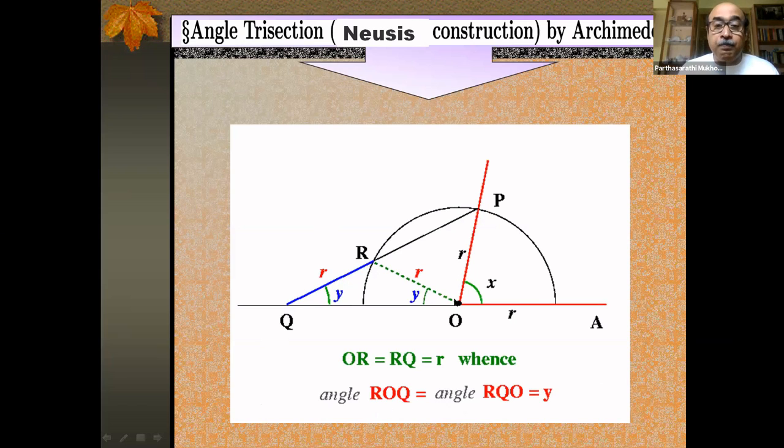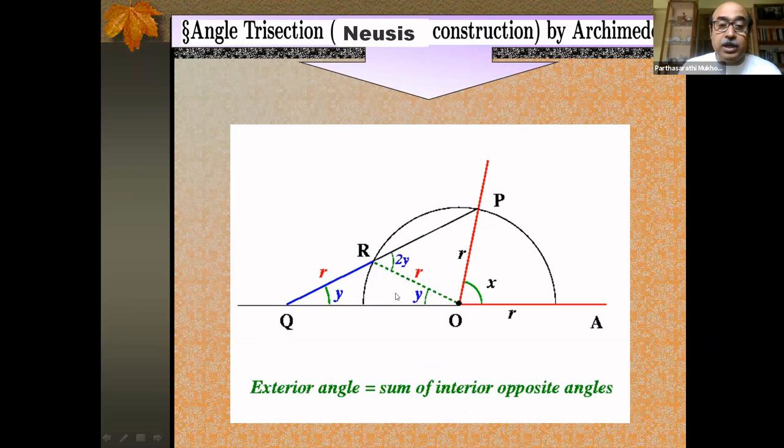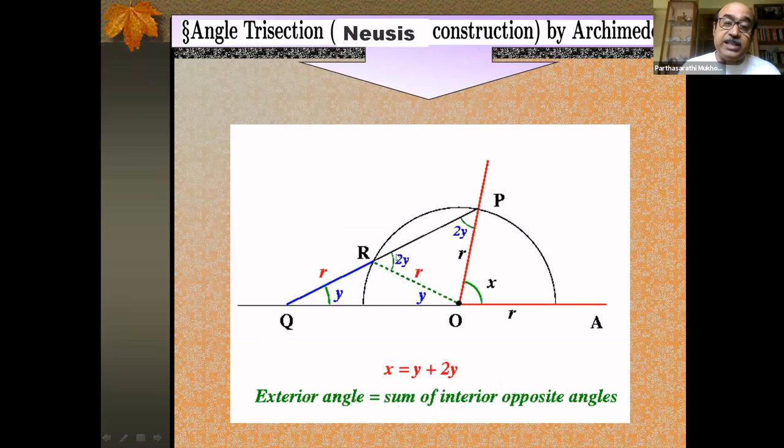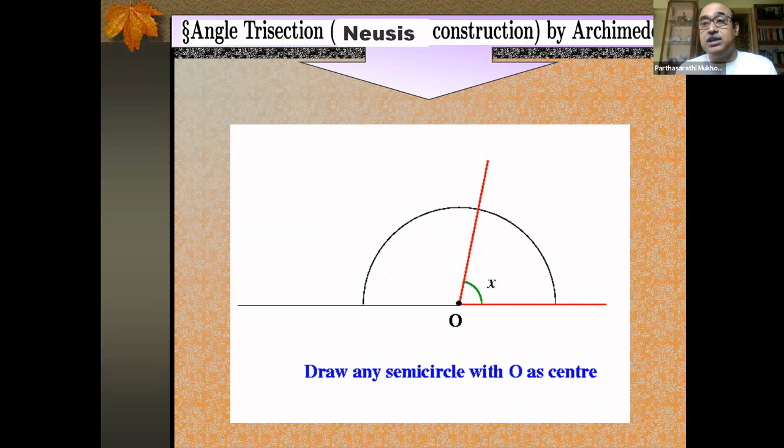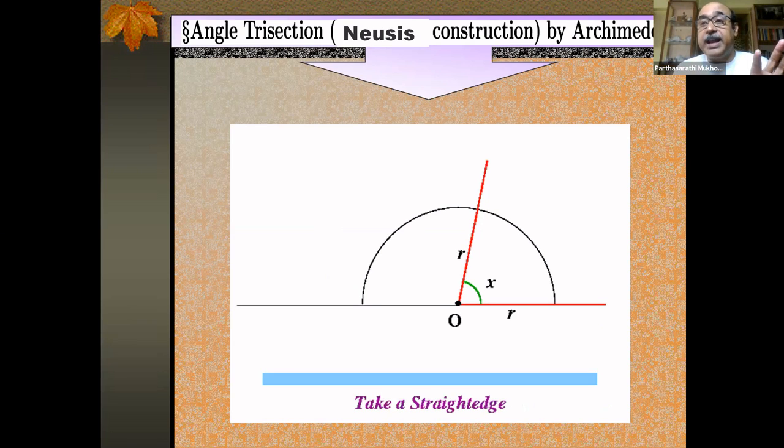You just join R and O. So this is the same radius R, isosceles, Y and Y. So this angle is twice Y. That makes this isosceles as well, R and R. So this is twice Y. So twice Y and Y, that's thrice Y, should be equal to this X. It's the exterior angle and interior angle theorem of ordinary geometry, triangles. The sum of two interior angles is equal to the exterior angle there.